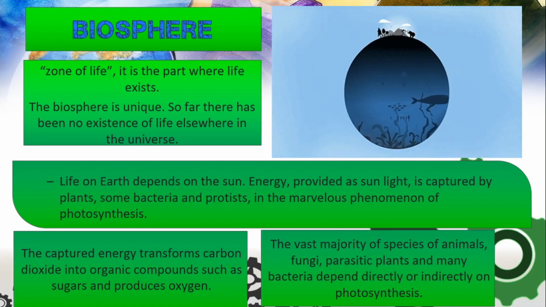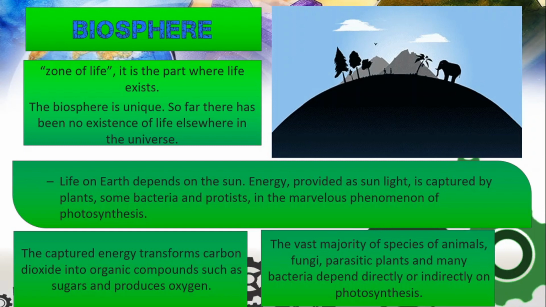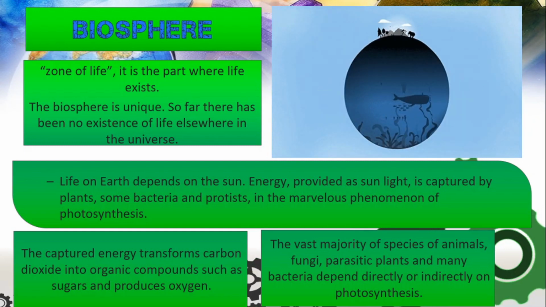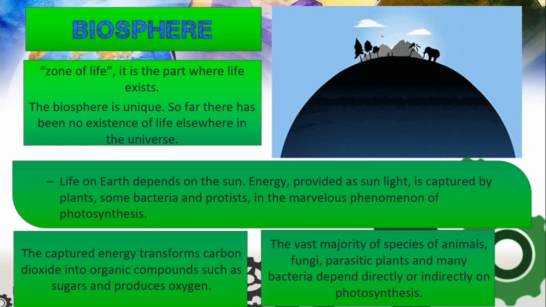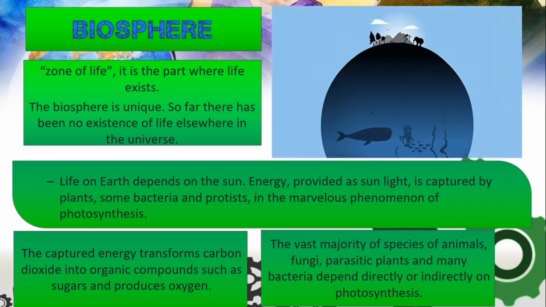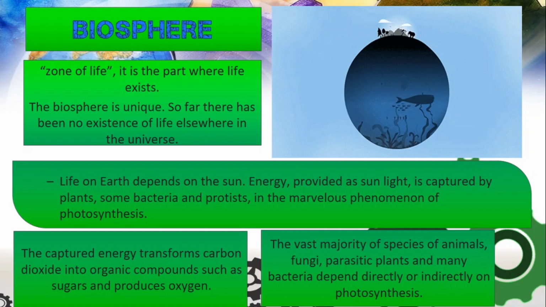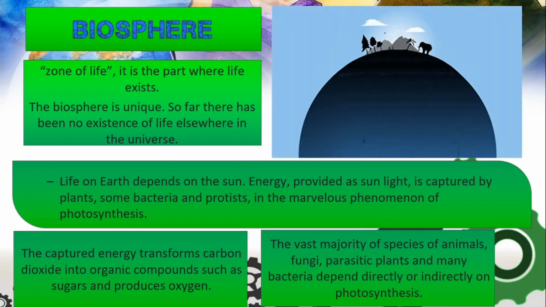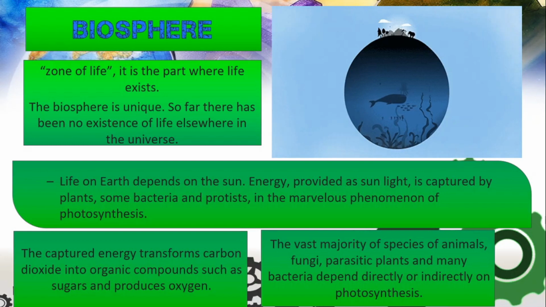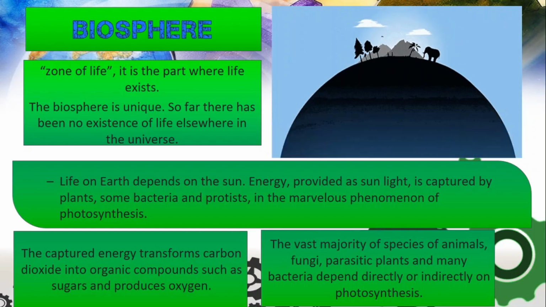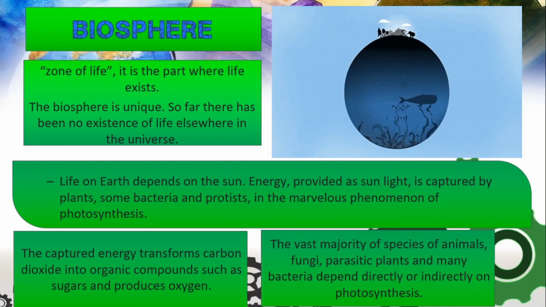Energy, which is provided by the sun, is captured by plants, some bacteria, and protists in the marvelous phenomenon of photosynthesis or the food processing of autotrophs. The captured energy transforms carbon dioxide into organic compounds such as sugar, then produces oxygen that is used by humans in the process of respiration. The vast majority of species of animals, fungi, parasitic plants, and many bacteria depend directly or indirectly on the process of photosynthesis.